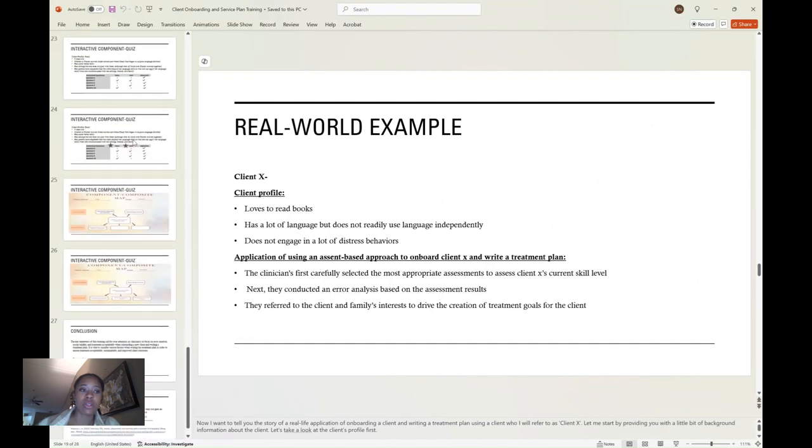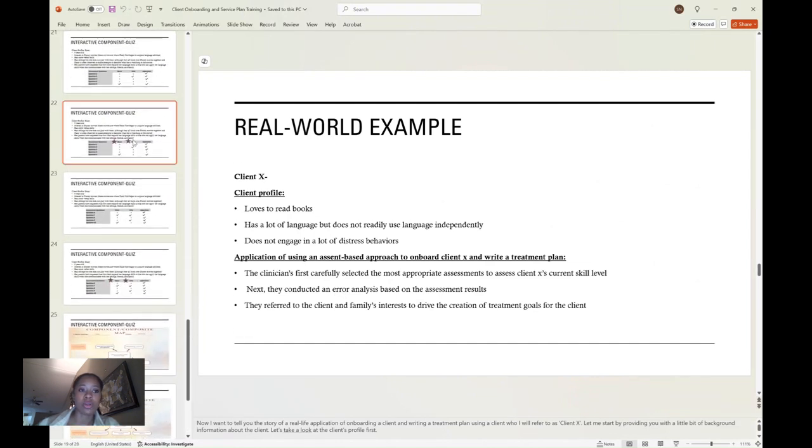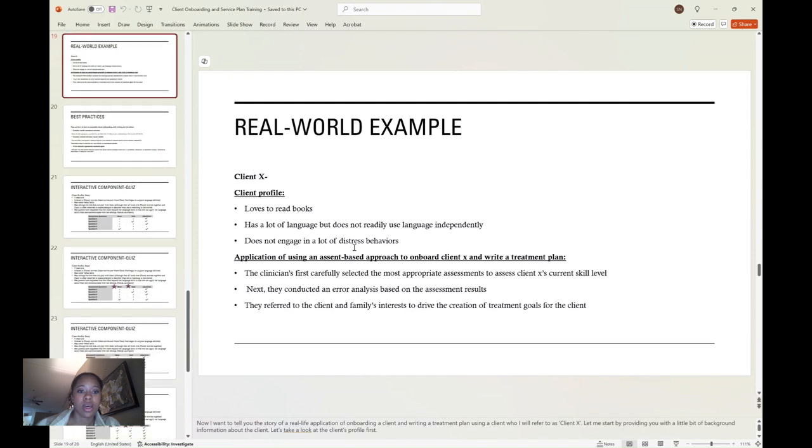So now we'll move on to a real-world example. I'm going to refer to this client as client X. So, quick client profile. This client really loved to read books. He had a lot of language, but he was not readily using that all the time. He did not engage in a lot of distress behaviors, though.